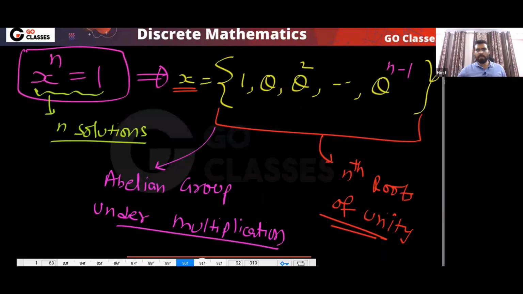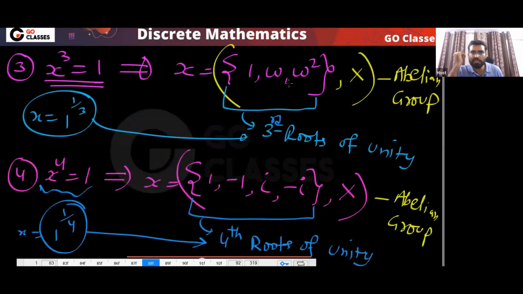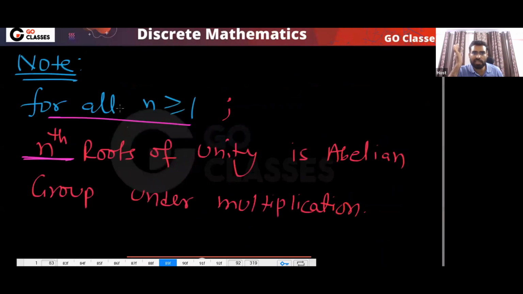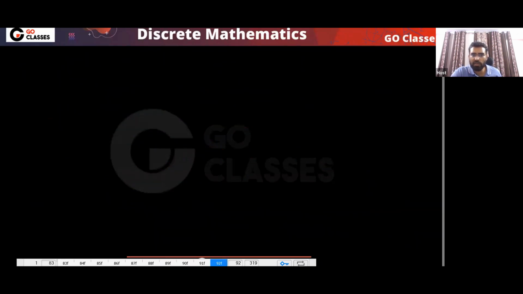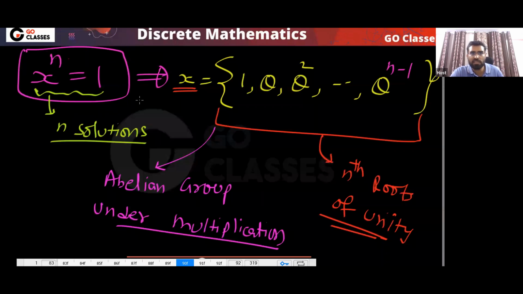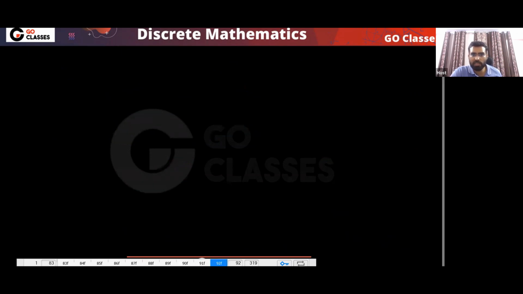So that's it. Anyone has any doubt? Is it clear? All of them we have done. Like 1, omega, omega square we have done, and 1, minus 1, iota, minus iota we have done. So similarly, a similar observation will tell you that for all n greater than or equal to 1, the nth roots of unity form an abelian group under multiplication. So for this equation, the set of all solutions will create an abelian group under multiplication. So this is the point. I hope this point is clear to everyone.